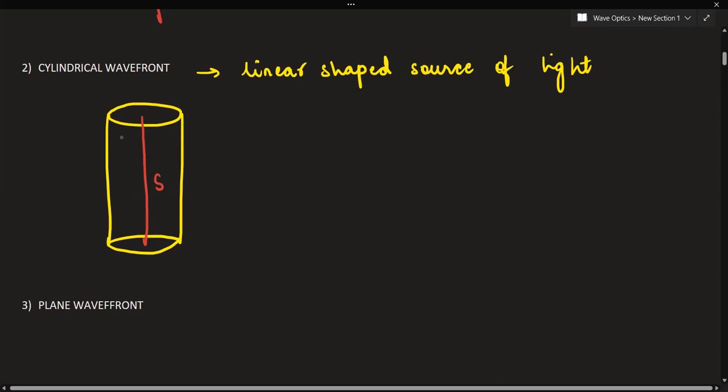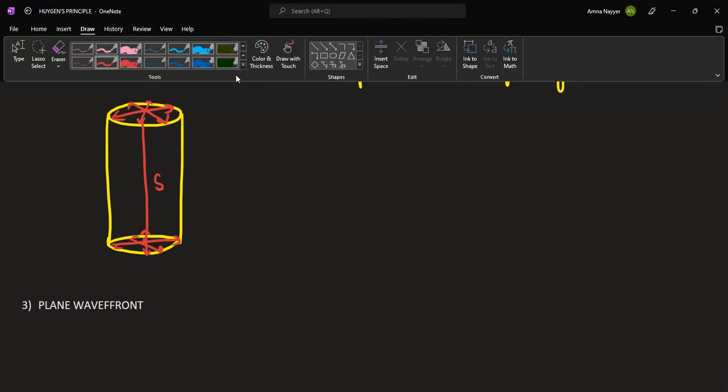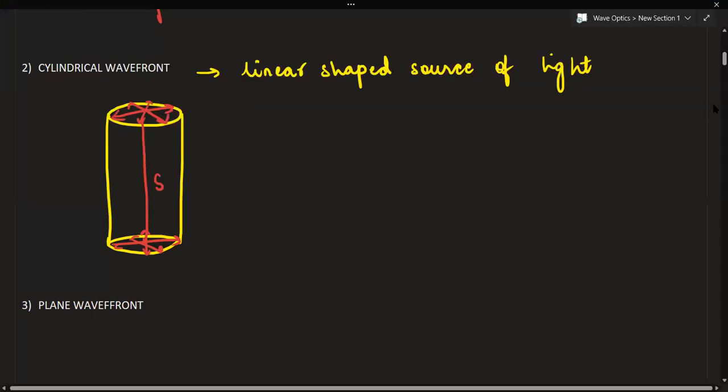So if you draw the rays, they will be like this, perpendicular to this. This is the source of light. And what I have told you, rays are perpendicular to wavefront. If this is the wavefront, so perpendicular to it will be this. So this will be the direction of the rays. One more type of wavefront we have, that is the plane wavefront.